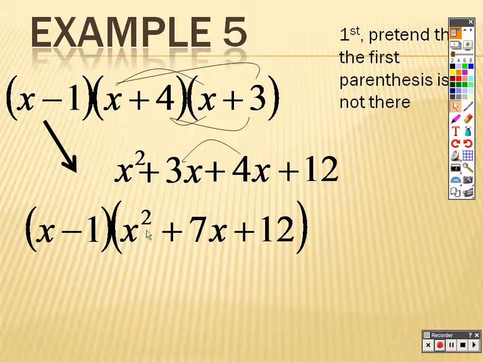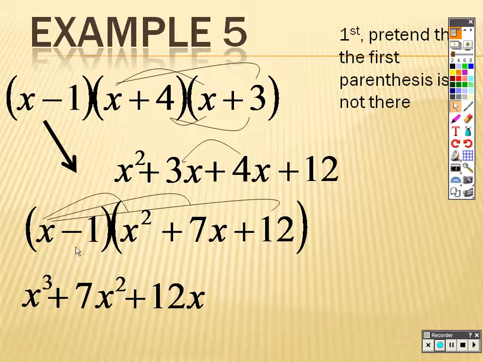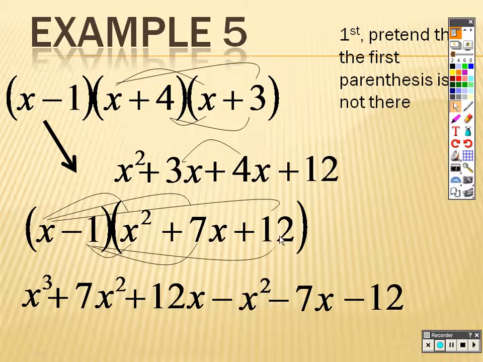But now I need to FOIL again. And it looks just like what we just did, those other problems that we just did with foiling. So x times x squared, right? A 1 and a 2, that's x cubed. X times a 7x is 7x squared. X times 12 is a positive 12x. Then we move on, negative 1 times x squared. Well, negative 1 times 1 is a negative 1, and that x squared comes along for the ride. Negative 1 times 7 is negative 7, and that x comes along for the ride. And negative 1 times 12 is a negative 12.